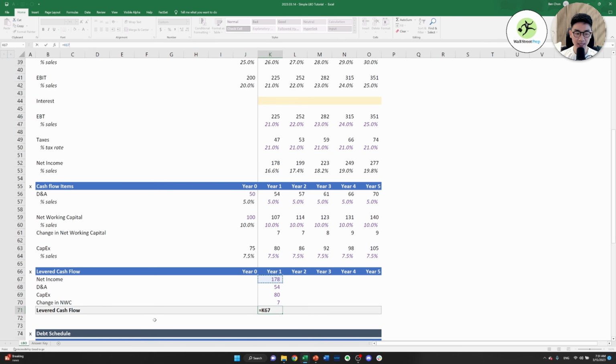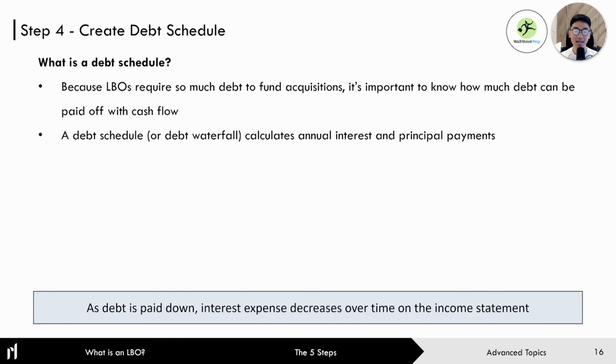Then we do net income plus D&A minus CapEx minus change in net working capital as we discussed in the PowerPoint, and then just multiply this across. Or I multiplied our formulas using Alt-ESF for PCs. Macs, it won't work. And now we've projected out our levered free cash flow. The next step involves creating your debt schedule.